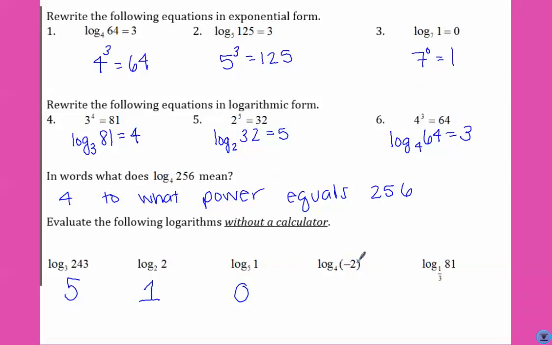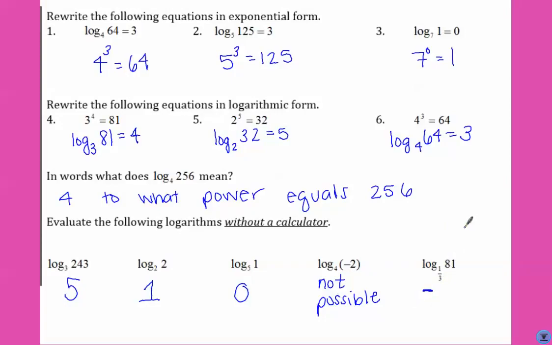4 to what power will give you a negative 2? This is not possible or not defined. You cannot take a log of a negative number. There's no way of raising a positive base to an exponent and getting a negative number. And then we have log base 1/3 of 81. Well, if we ever want to go from a fraction to a whole number, or if we had a whole number base and our answer was a fraction, we know that exponent's going to be negative, because in our rules for exponents, if we have a negative exponent, it basically means to take the reciprocal.